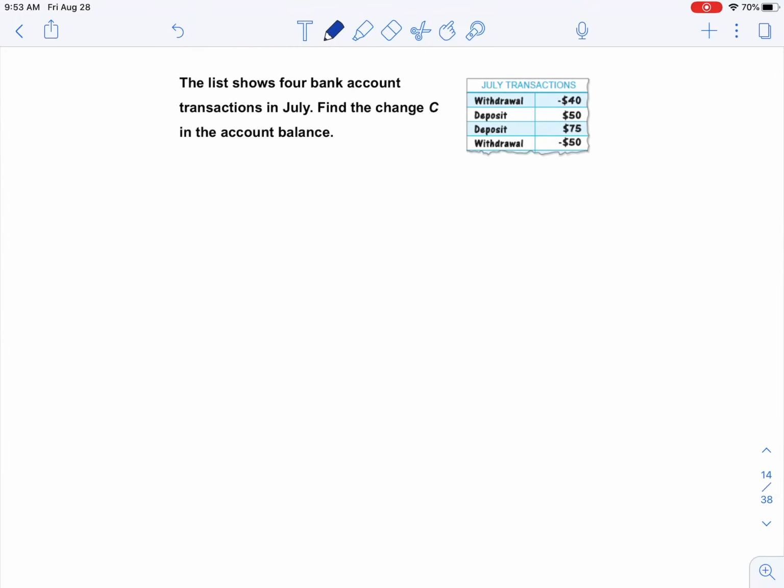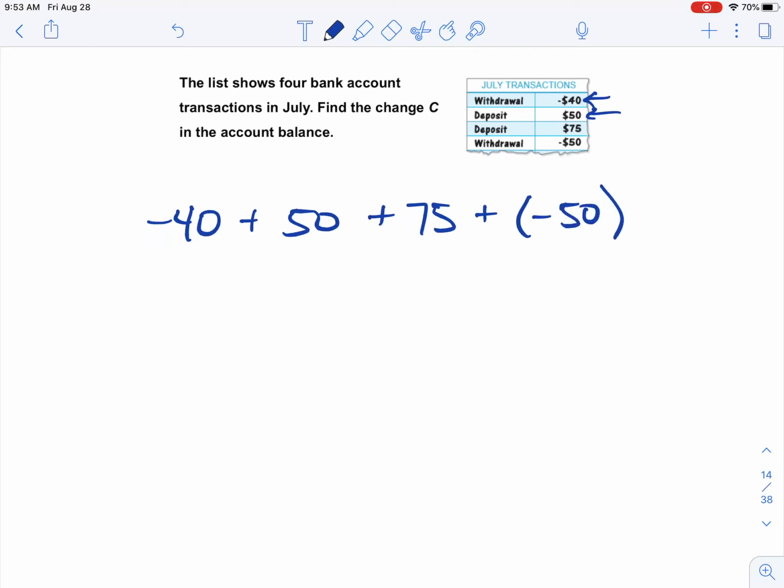All right, the list shows 4 bank account transactions in July. Find the change C in the account balance. So what we're going to do here is we're going to simply know that withdrawals are taking money out, which are negatives, and deposits are putting money in, which is positive. So we are simply going to add negative 40 plus a positive 50 plus a positive 75 plus a negative 50. Notice how I'm adding this entire time, okay?